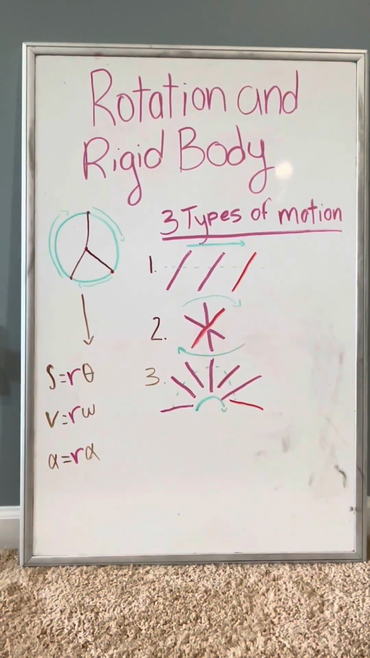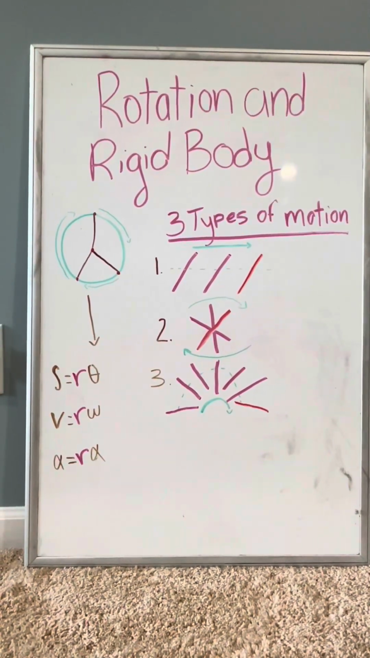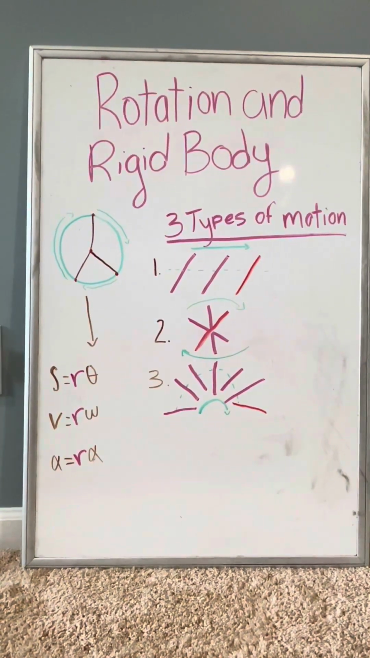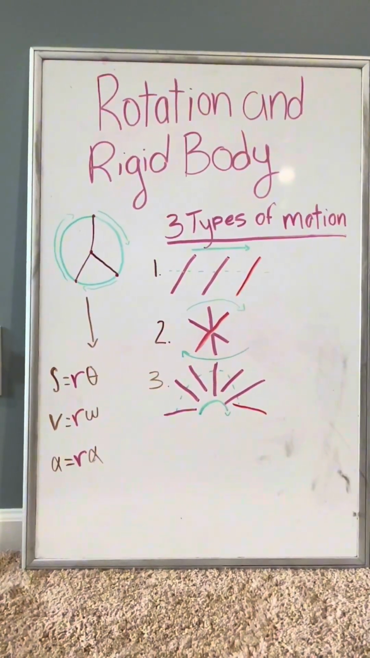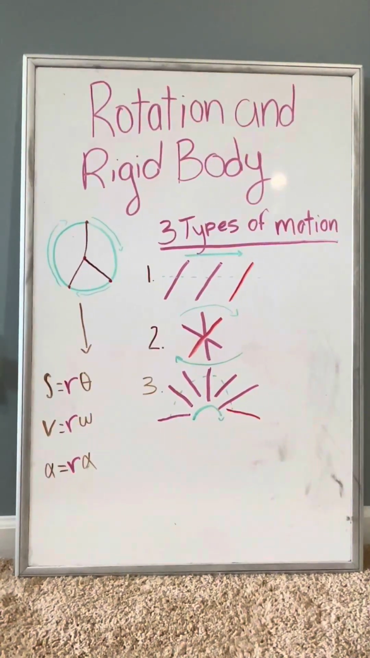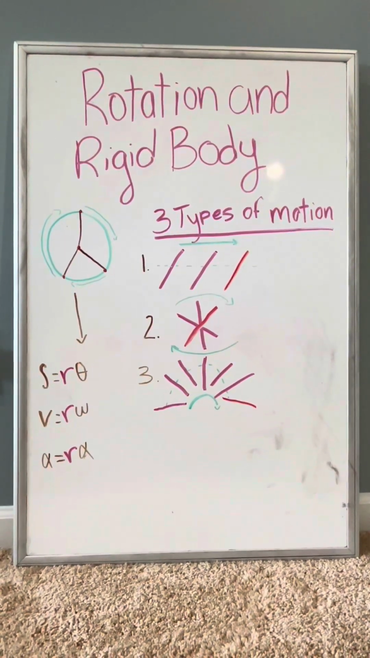A rigid body means that this object does not deform or twist in any way when it moves. Every point on this wheel is maintained and rotating together. The distance between that point and the center of mass, or the middle of that wheel, is the same throughout the rotation.